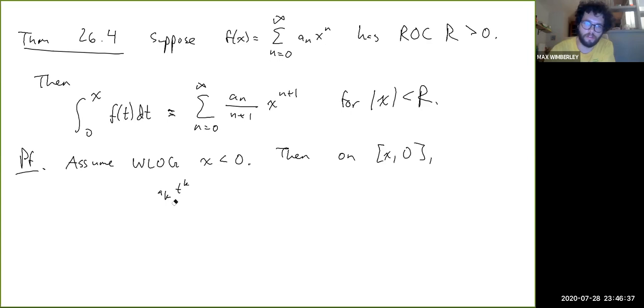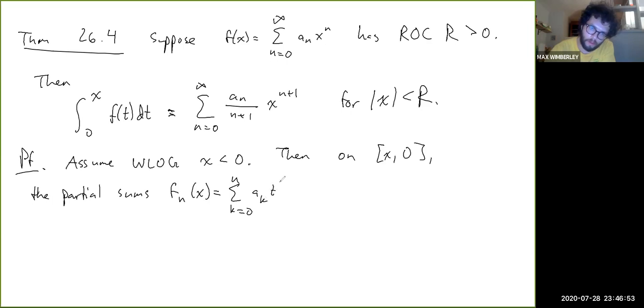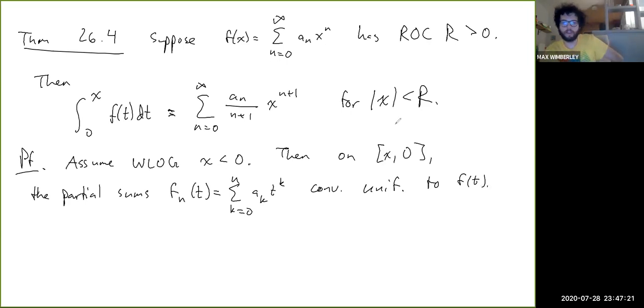The partial sums, right? So let's just say this. The partial sums f_n of t equal the sum from k equals 0 to n of a_k t to the k. Right, so f_n of t is this partial sum. As a sequence, they converge uniformly. So the partial sums converge uniformly to f of t on this interval, right? That's because the absolute value of x is strictly less than R. So it doesn't even involve any of the complicated stuff from Abel's theorem at all. It's literally just that proof we did at the beginning of the lecture using the Weierstrass M test, right?